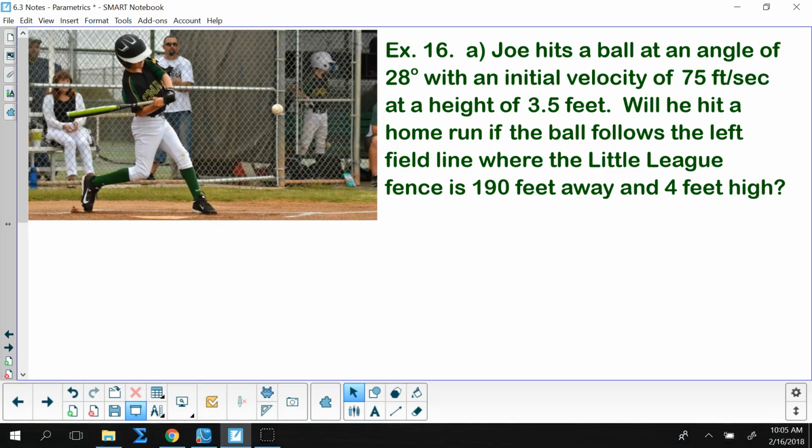So, here's the question. Will Joe hit a home run? And the answer to that question is yes or no? No? No? All right. Well, let's figure this out.